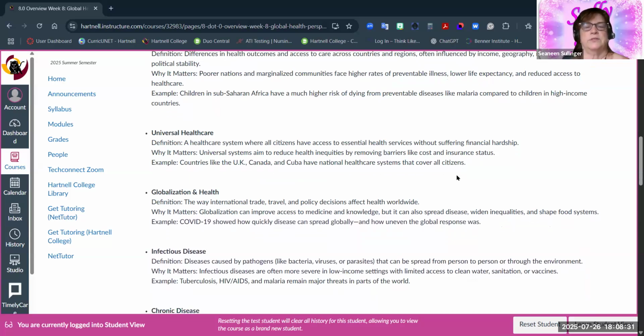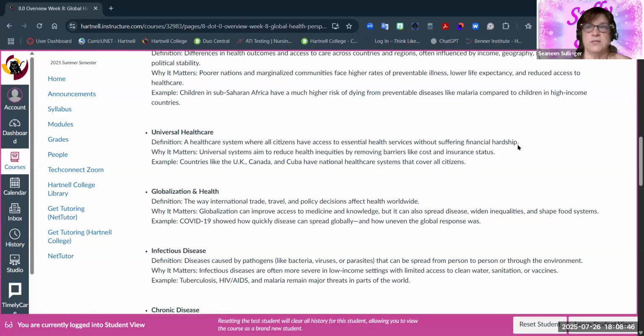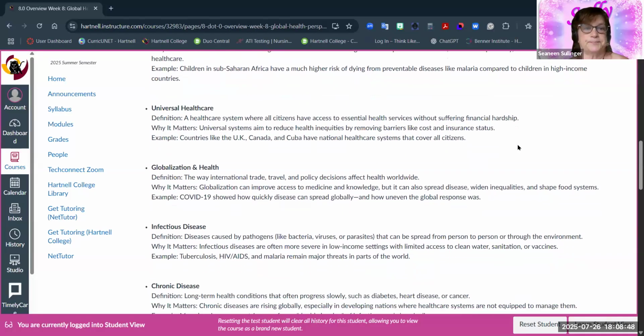Universal healthcare: a healthcare system where all citizens have access to essential health services without suffering financial hardships. So we're going to take a look at that. Single payer systems, we'll look a little bit at socialized medicine, compare and contrast those. And what does that look like?